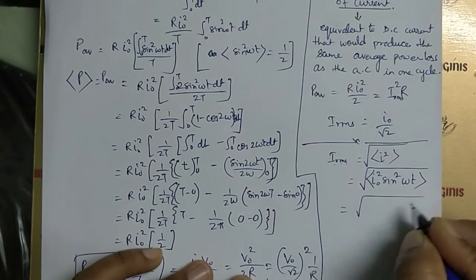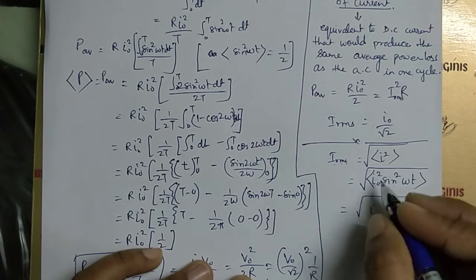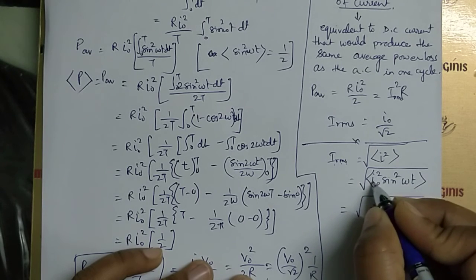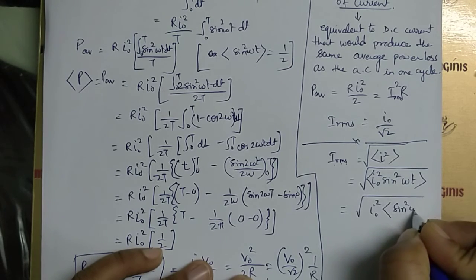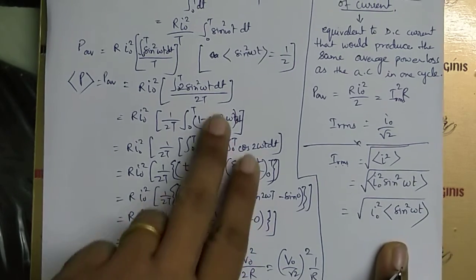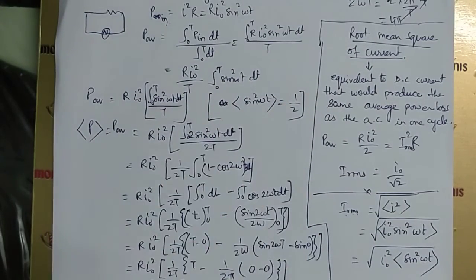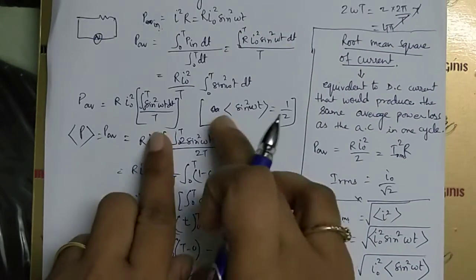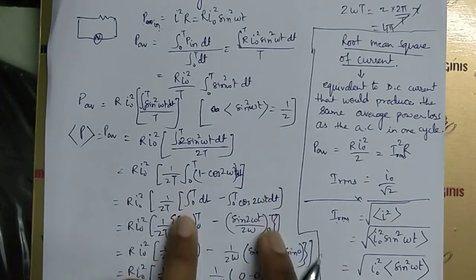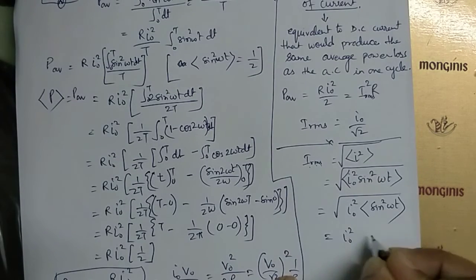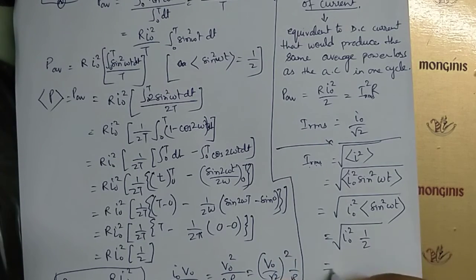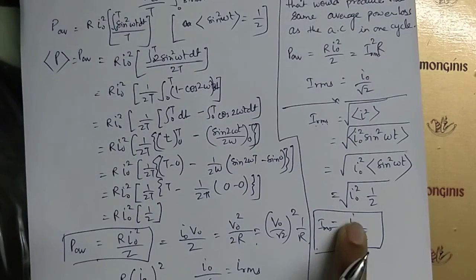So root of I naught square. When you take the average, I naught square is a constant, it will remain constant. You can take this outside the average symbol, leaving sine square omega t. And just now we have found that the average of sine square omega t is half. This bracketed term is the sine square omega t, which we have already found. So this I can write as half I naught square, and so the root is I naught by root 2. This is IRMS. This is because in case of a sine function we got I naught by root 2.